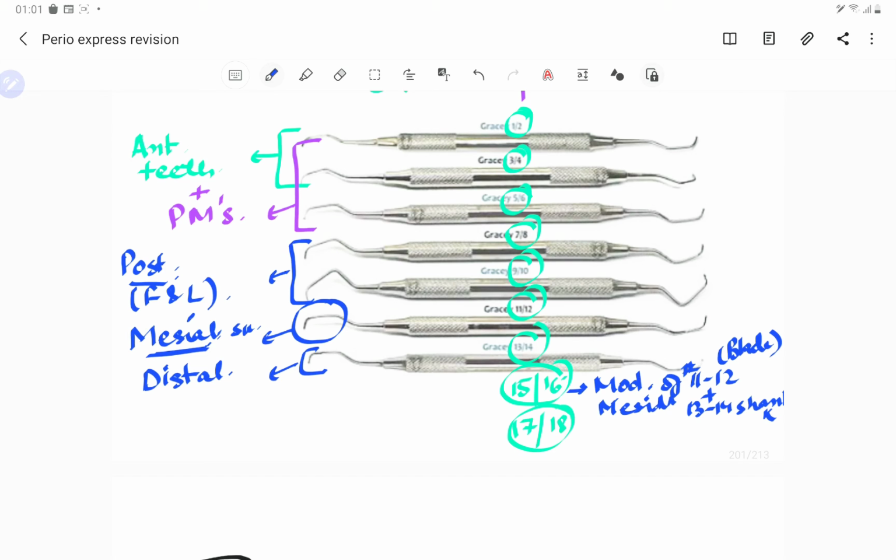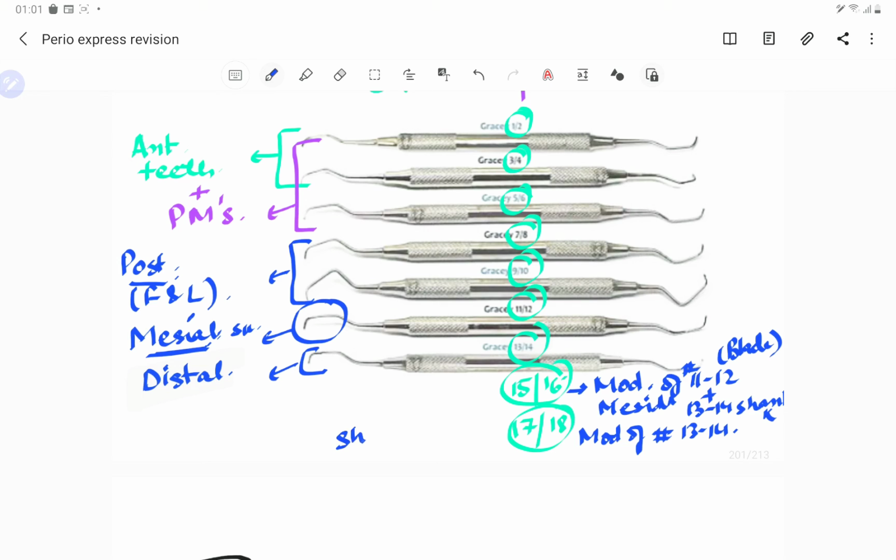So likewise, 17, 18 is a modification of the distal one. Which is the distal? 13, 14. Right, 13, 14, see here. 13, 14 is the one which is distal. So the modification of 13, 14 is for the posterior distal surfaces, which has got a terminal shank which is elongated by 1 millimeter.